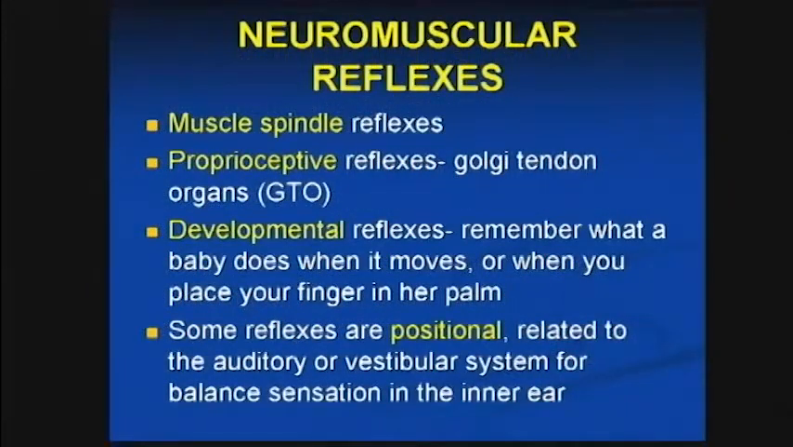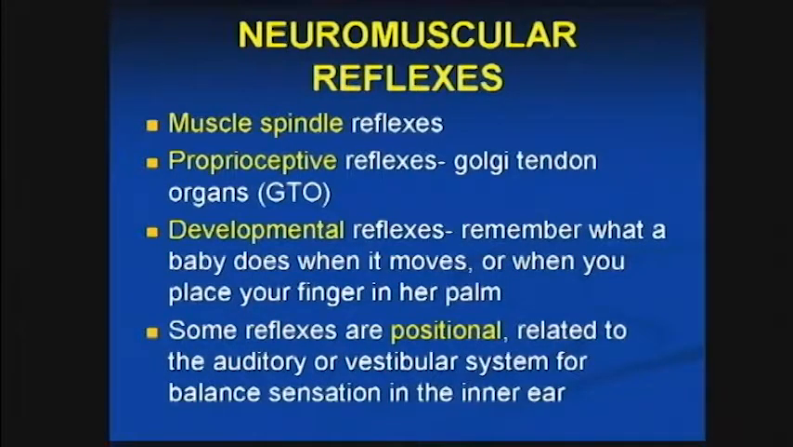What are the reflexes that we're dealing with? This gets a little heavier in the neurophysiology realm, so I'll try to keep it simple for you. So neuromuscular reflexes, the basics, muscle spindle reflexes. You know when you go to get a medical exam, the doctor says, oh, I'm going to check your reflexes, and they take out that little hammer and tap you in the knee, and your foot jumps up. Well, of course, that's our muscle spindle reflex, what we call our monosynaptic reflex.